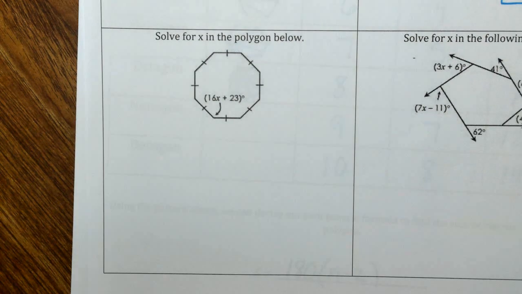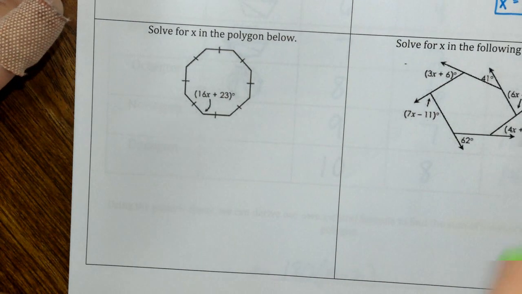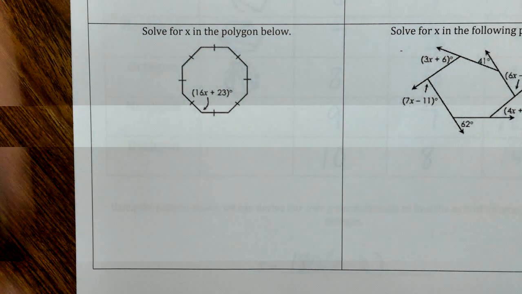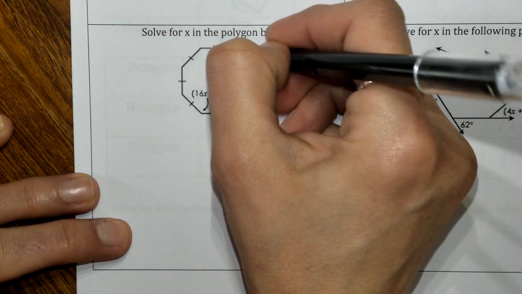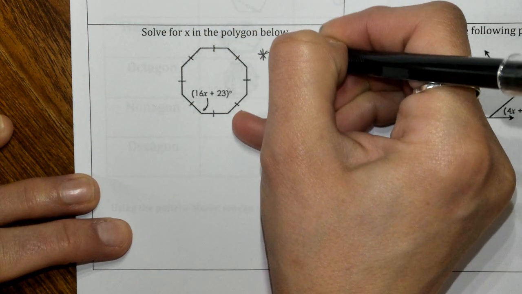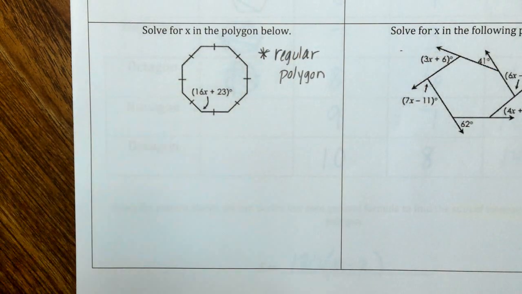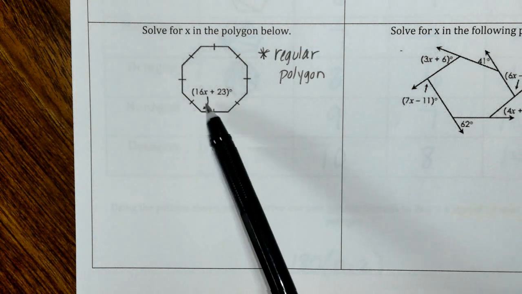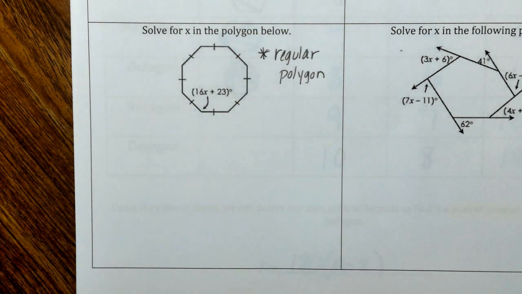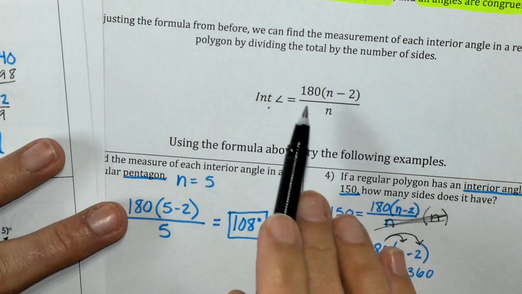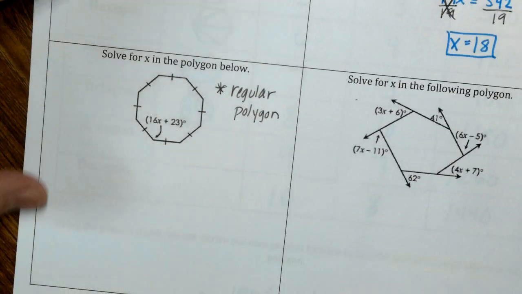Next problem. Let's take a look at what we're going to have to do. Now, we need to notice that these congruent signs mean we have a regular polygon. Okay, so right here, we have a regular polygon, which means all the sides are congruent, all the angles are congruent. So instead of finding the sum and adding it that many times, all we need to do is figure out what each interior angle is, using this formula right here, and set the 16x plus 23 equal to that.